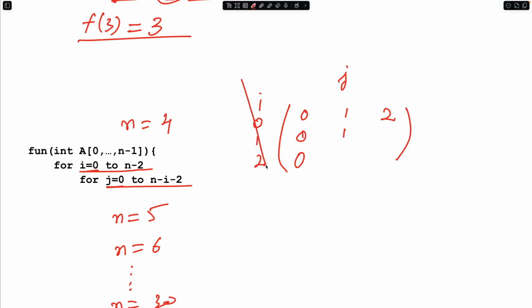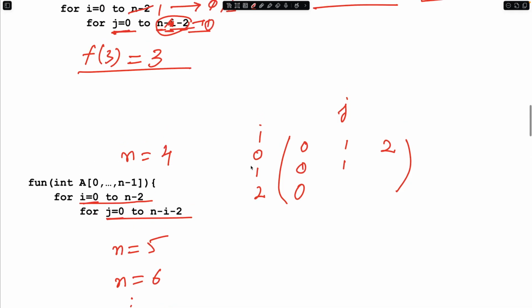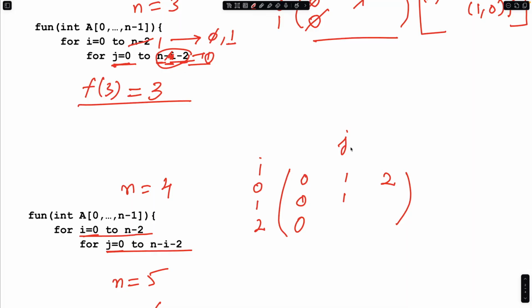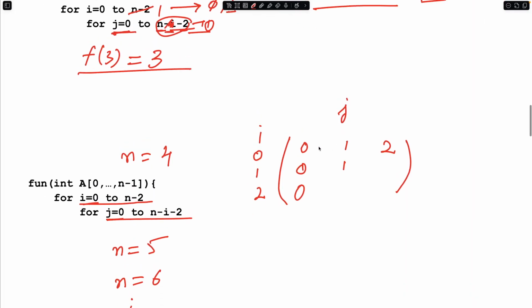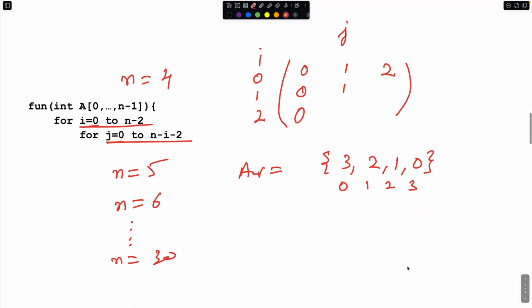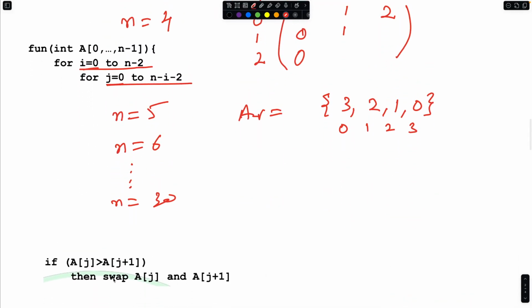i is varying from 0 to 2. Why? Because 4 minus 2, as is done over here, is going to give us 2. Now this part I have already explained. So now let's take the array, the array being the reversing of the indexes: 3, 2, 1, 0, 0, 1, 2, 3, and this is your array.